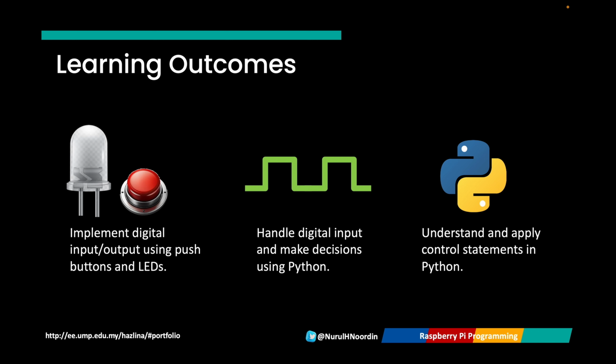In handling digital input and output and making decisions using Python, control flow determines how a program executes instructions. Understanding this concept is crucial when working with digital inputs and outputs, as it allows your Raspberry Pi to make real-time decisions based on sensor data or user interaction. In programming, control flow is managed through three types of control statements, which are sequential, conditional, and iterative statements. Let's go through each one with a flowchart example.